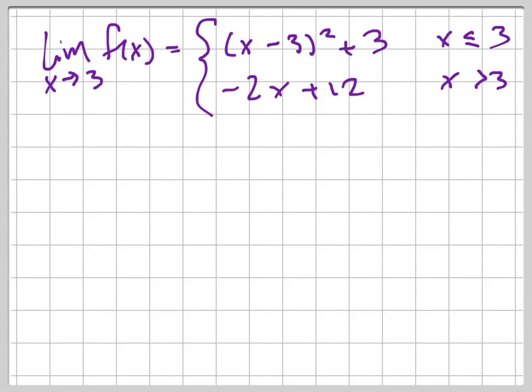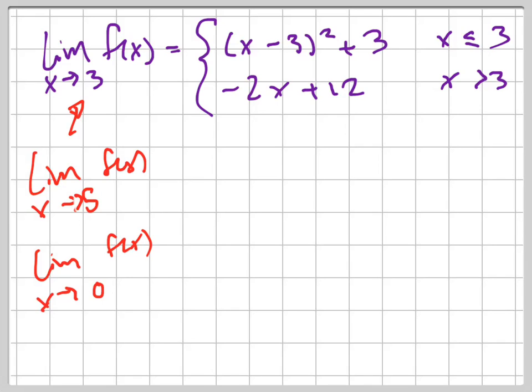So let's take a look at this piecewise function and figure out several things here. The questions are: what's the limit as x goes to 3, which is the question we have here, but we also want to know what the limit is when x goes to 5, and we want to know what the limit of f of x is as x goes to, say, 0.